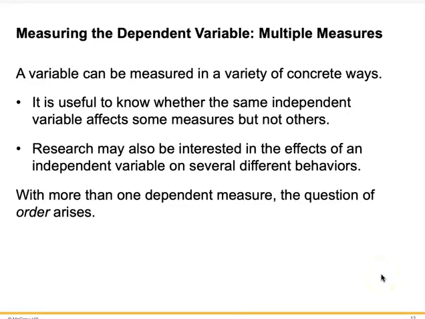So, a variable can be measured in a variety of concrete ways. It's useful to know whether the same independent variable affects some measures but not others. Research may also be interested in the effects of an independent variable on several different behaviors. So with more than one dependent measure, the question of order arises.